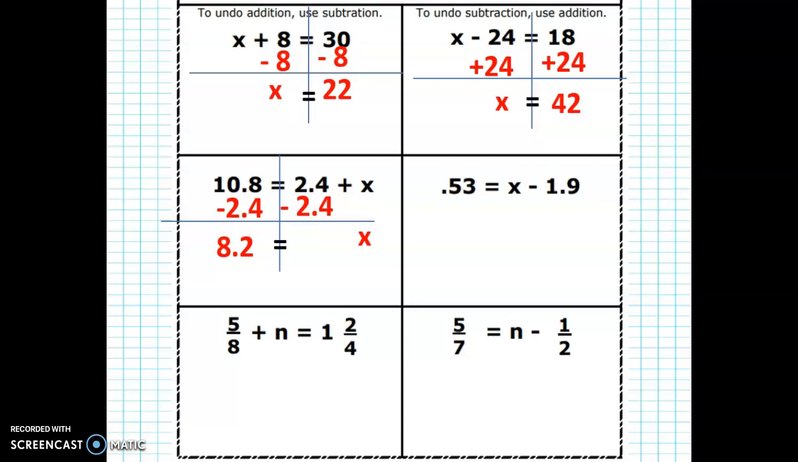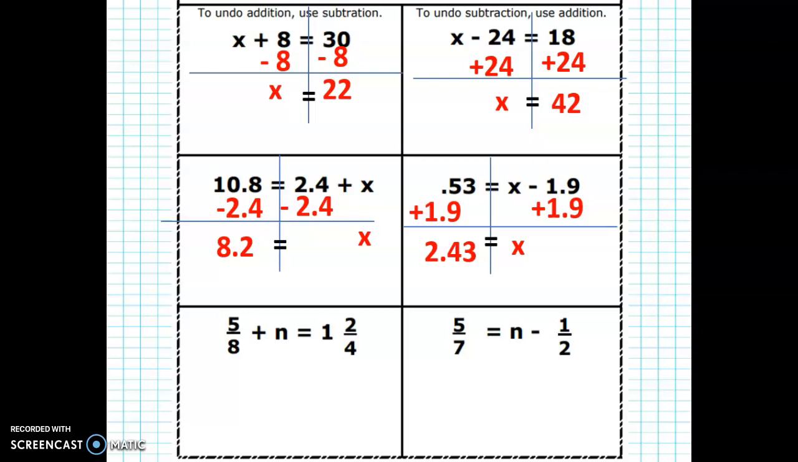Next, x minus 1.9 equals 0.53. Same process, subtraction, so we're going to add 1.9 to both sides. When you do this addition, hopefully we get 2 and 43/100. Again, check your work. Put into the calculator 2.43 minus 1.9, and hopefully we get 0.53.